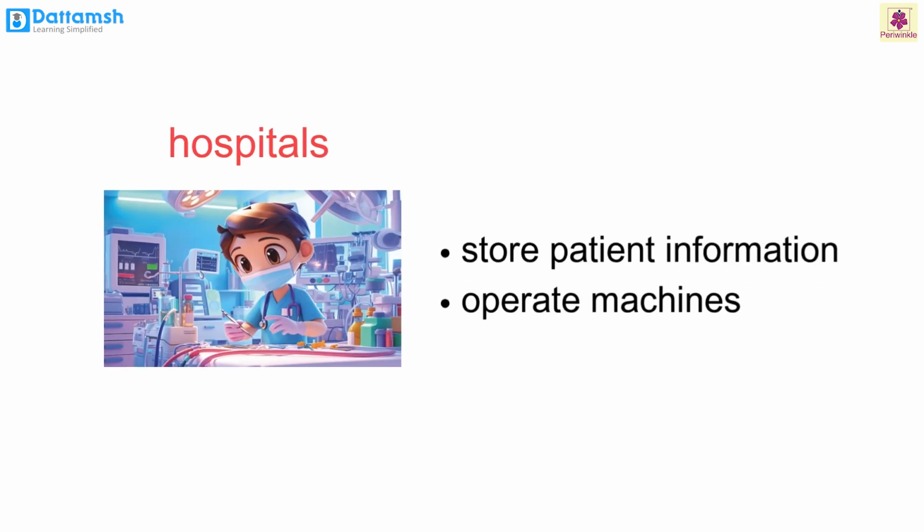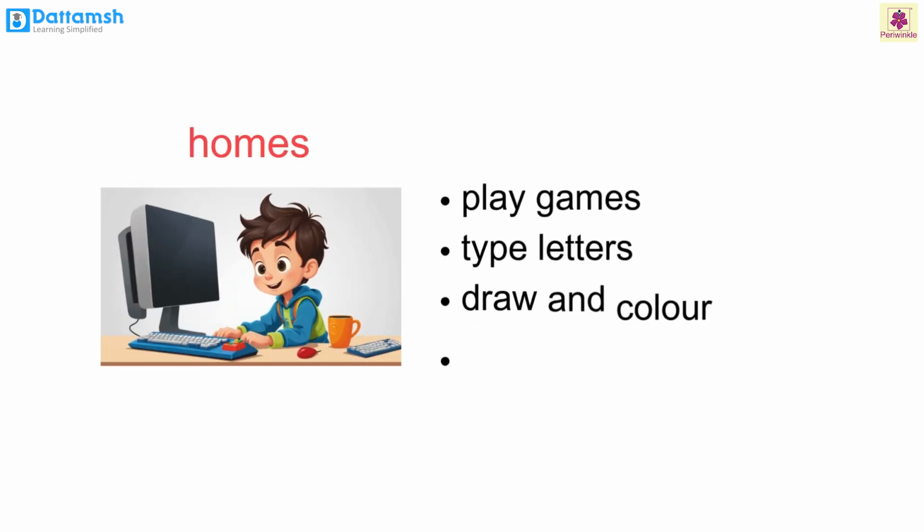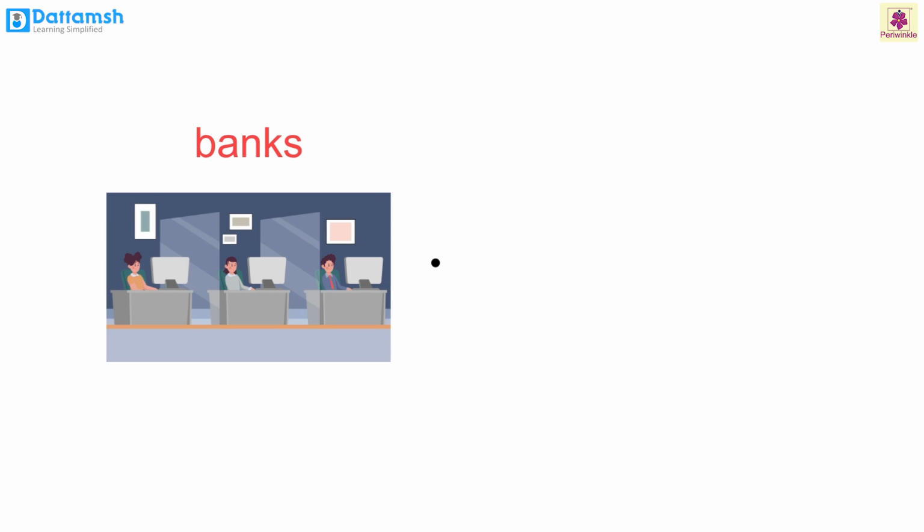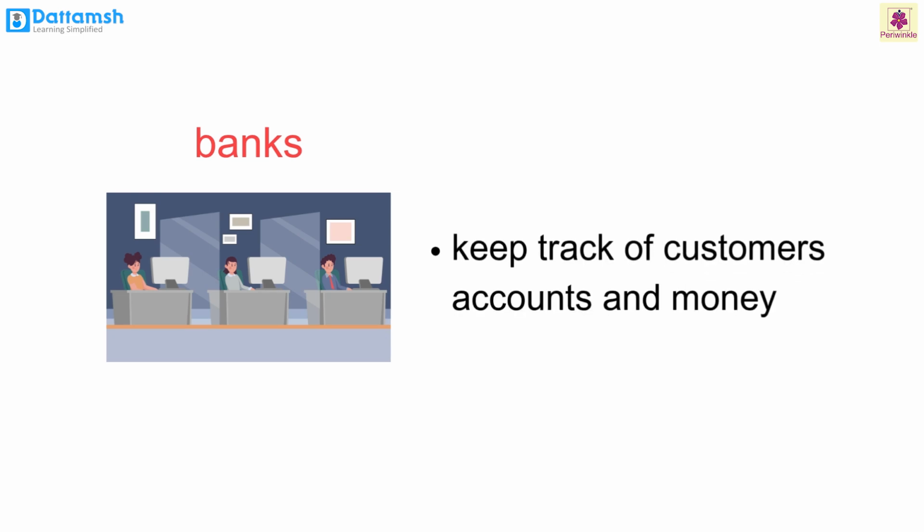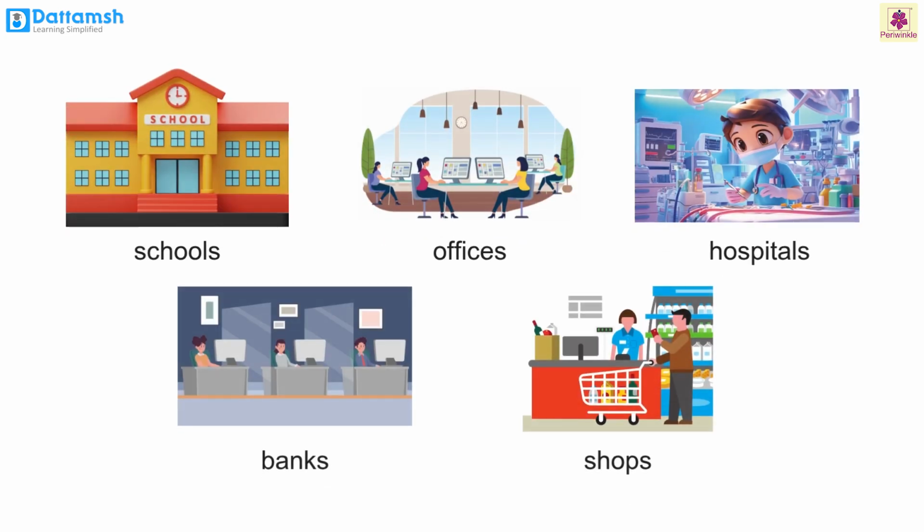Computers are also used in hospitals to store patient information, operate machines, etc. We also use computers at home for various tasks like to play games, type letters, draw and color, to learn, and so on. Computers are also used in banks to keep a track of customers' account and money. Isn't that amazing, students? We use computers in so many different places for different purposes.